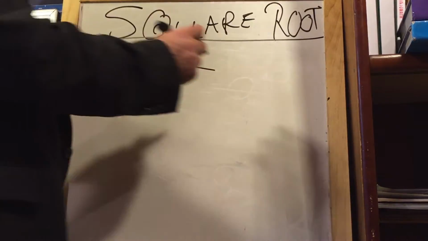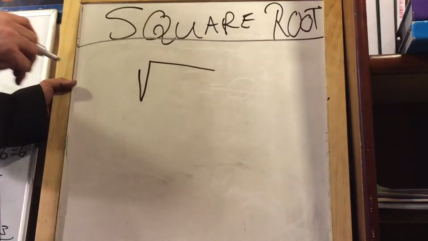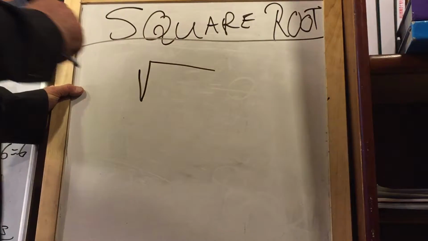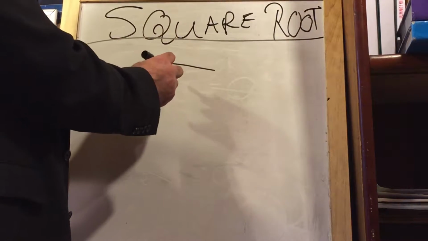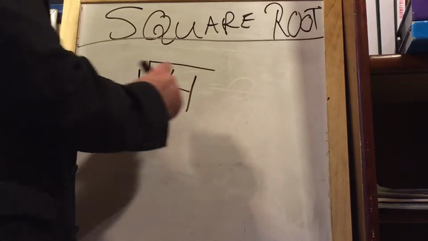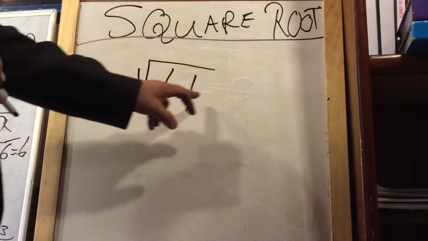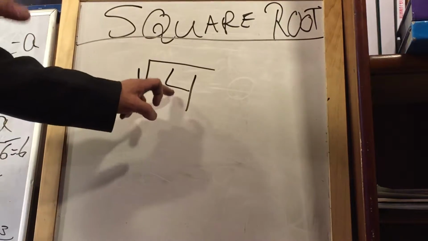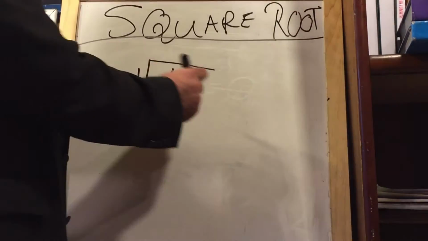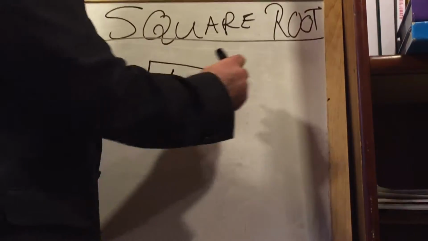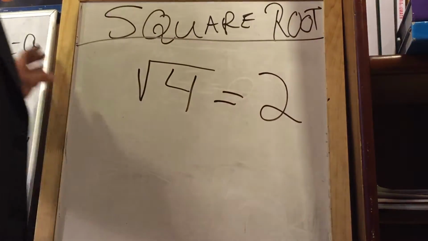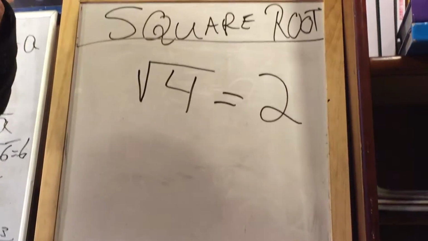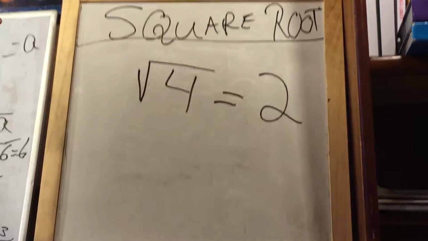Anyway, square root means, if you see this one here, it automatically means: what is the number that, if you multiply it by itself twice, you get the number underneath the square root, like 4. So what is the number that you multiply by itself twice to get 4? It is 2. And that is the simplest form of square root.